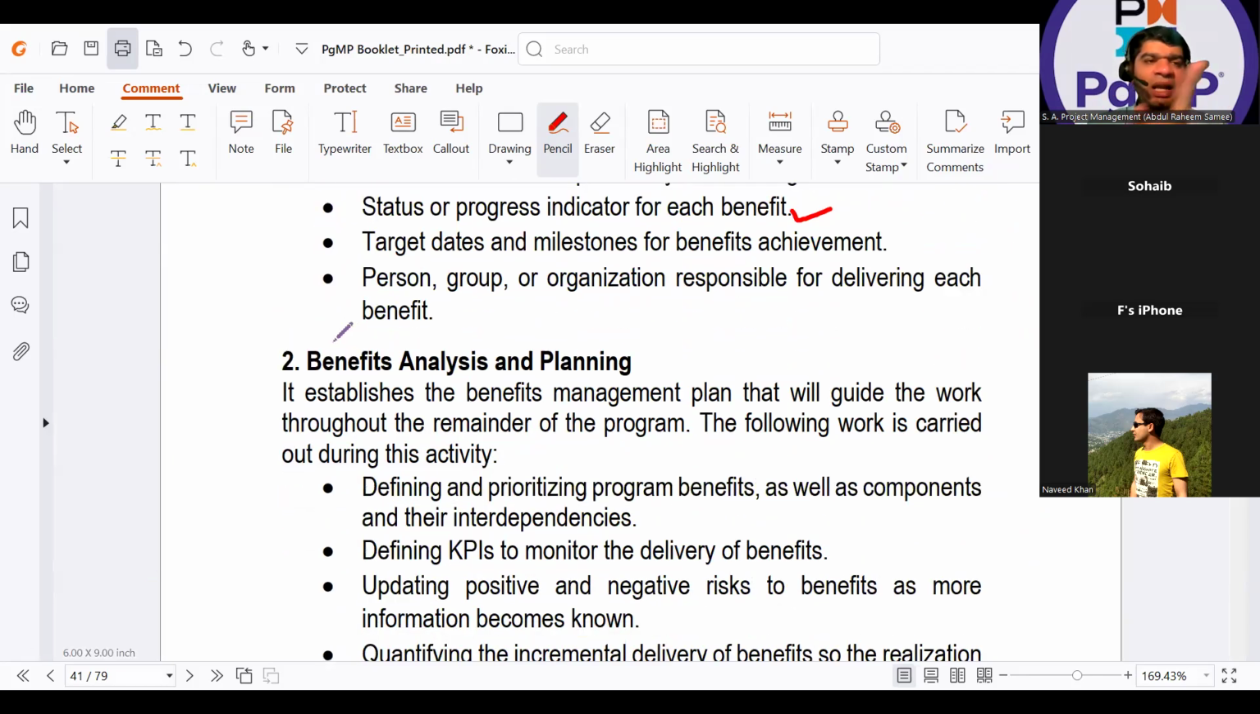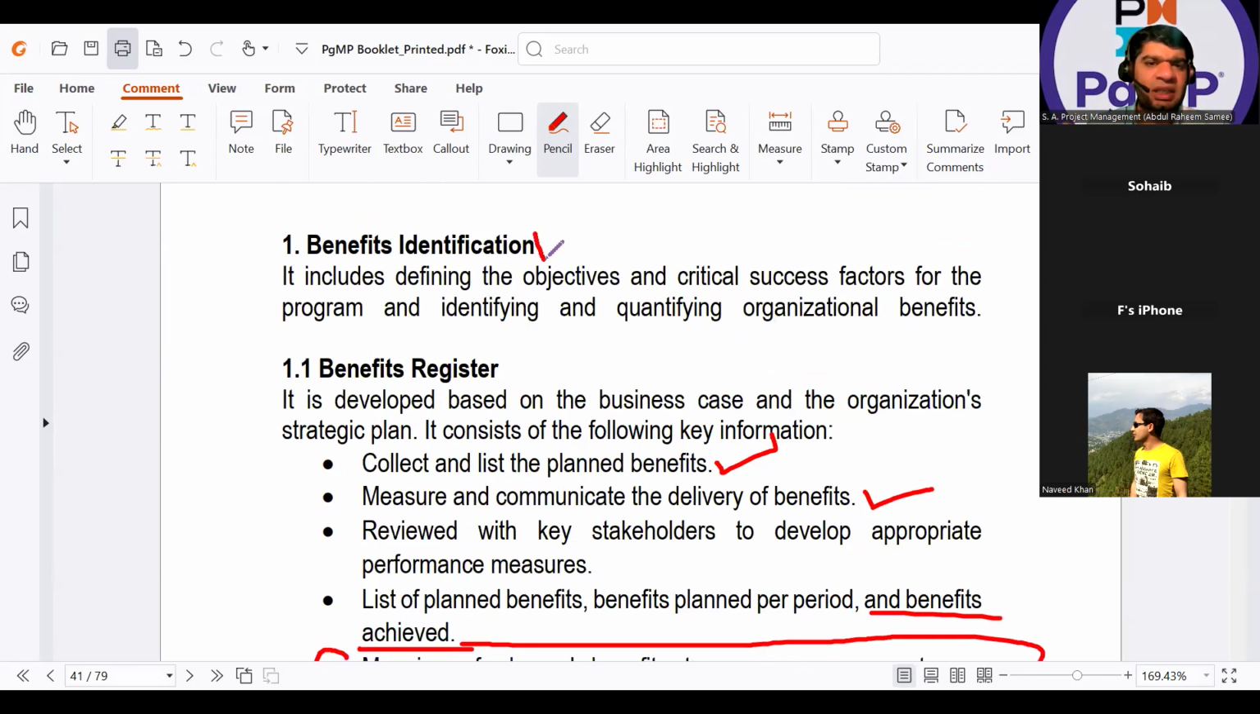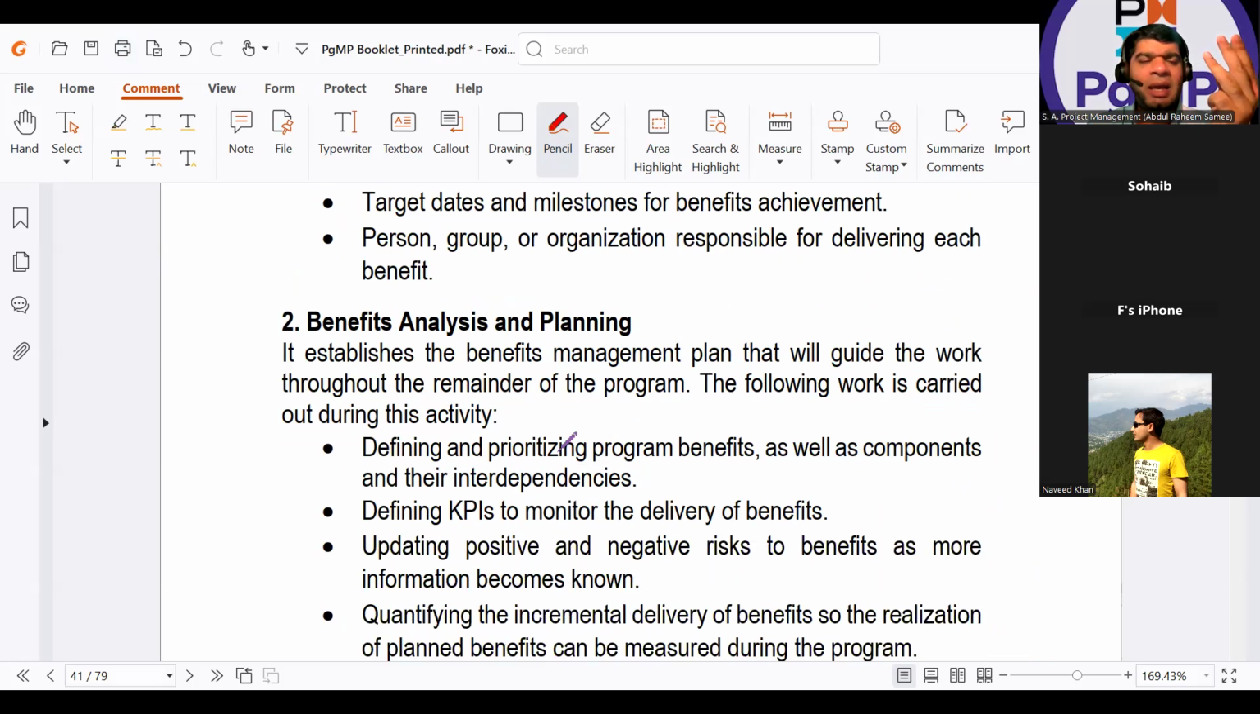Then the activity, and also one important thing: the activity that I am doing is benefits identification. This is the activity, but when it is about what is done, what I am getting, that is your benefit register. The output is your benefit register or your benefits management plan. The activities under my benefits management domain are benefits identification, benefit analysis and planning, benefits delivery, benefits transition, benefits sustainment. Very important to understand the tone of the question.